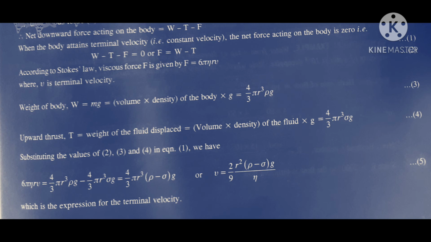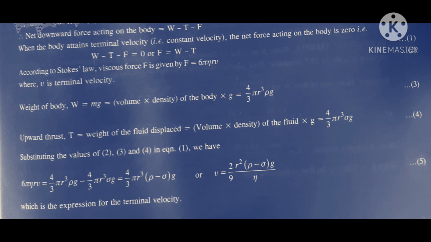The various forces acting on the body falling through the fluid are: first, the weight in the downward direction; second, the upward thrust, capital T, equal to the weight of the displaced fluid; and third, the viscous force in the direction opposite to the direction of motion of the body. Therefore, the net downward force acting on the body equals weight minus thrust minus force. When the body attains terminal velocity, it will be a constant velocity.